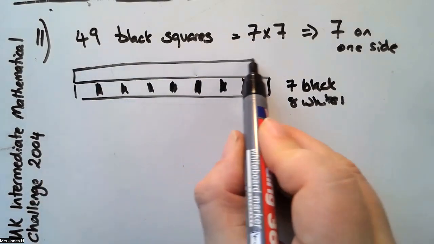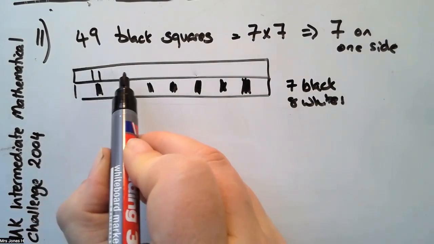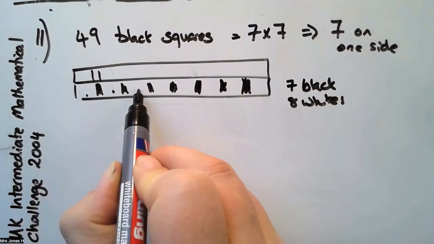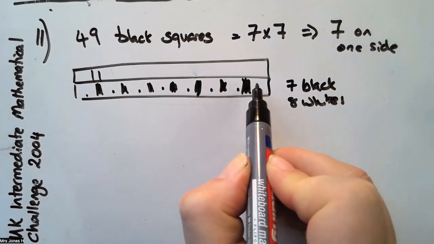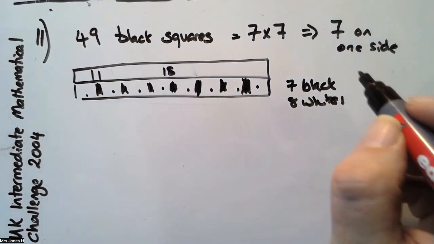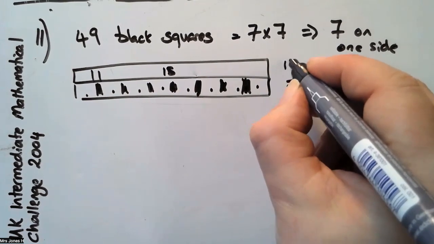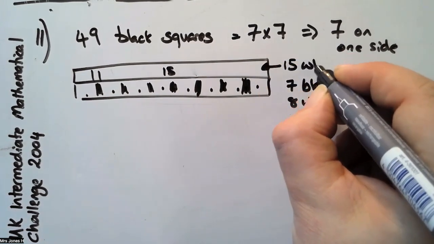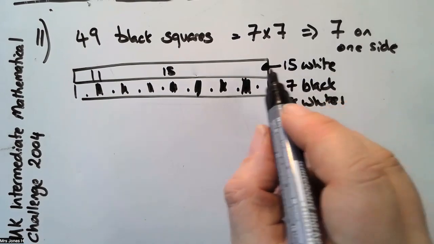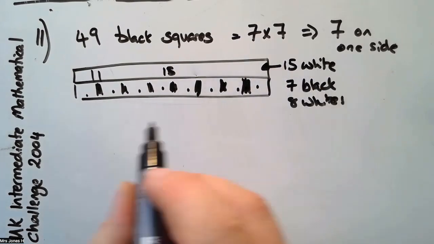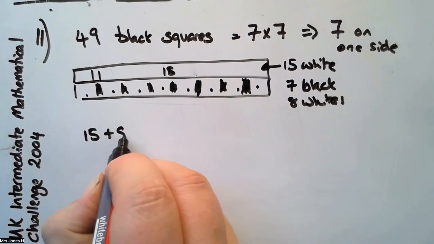On the row above, you would have 1, 2, 3, 4, 5, 6, 7, 8, 9, 10, 11, 12, 13, 14, 15. You'd have 15 squares, 15 white. So what we've got is, if we're looking for how many white squares, we've got 15 plus 8.